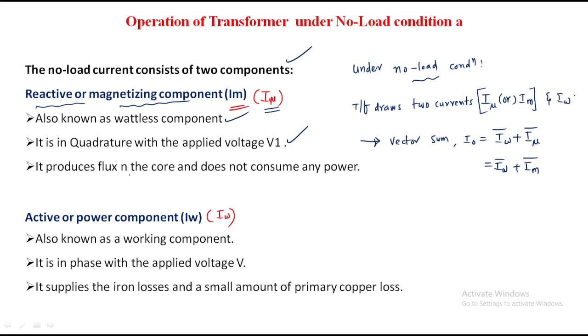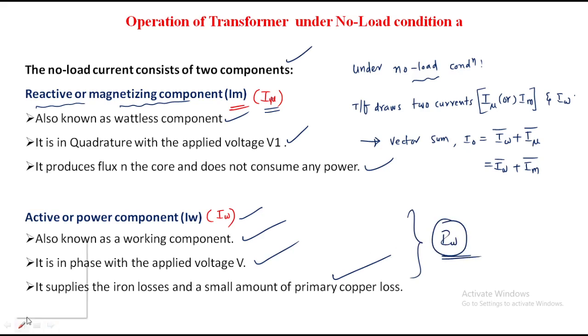It produces the flux in the core and does not carry any power. And coming to the active component, IW, it is also known as working component of current. It is in phase with the applied voltage. We will discuss. It supplies the iron losses and small amount of primary copper losses. This current is responsible to drive the losses. In ideal transformer, we have only magnetizing component of current. But coming to practical transformer, these two currents are there. That is the simple logic.